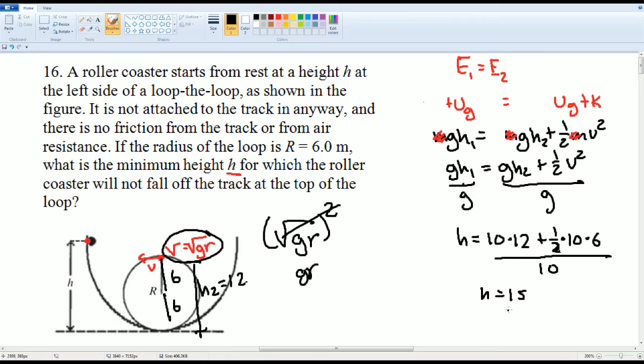That is if you want to see the work. The hard part is converting the v squared final is equal to v, here is the square root of gr. Okay.